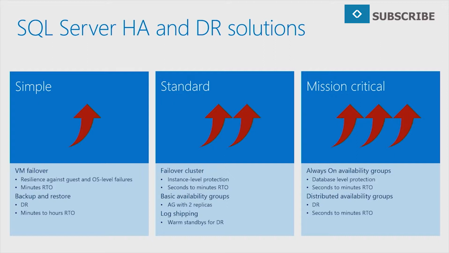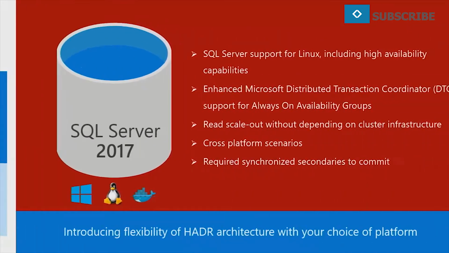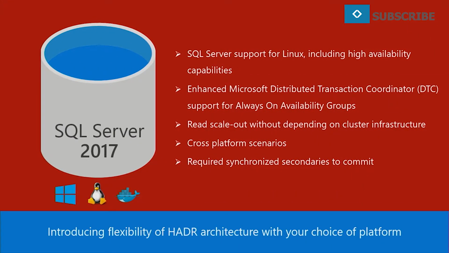For mission-critical SQL workloads, Always On availability groups is an integrated solution that provides redundancy within or across data centers to help enable fast application failover during planned or unplanned downtime. Now, with SQL Server 2017, customers can leverage all these capabilities both on Windows and Linux.